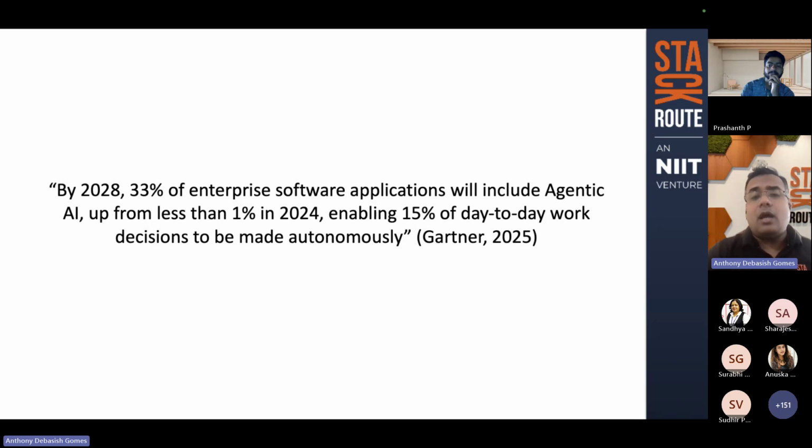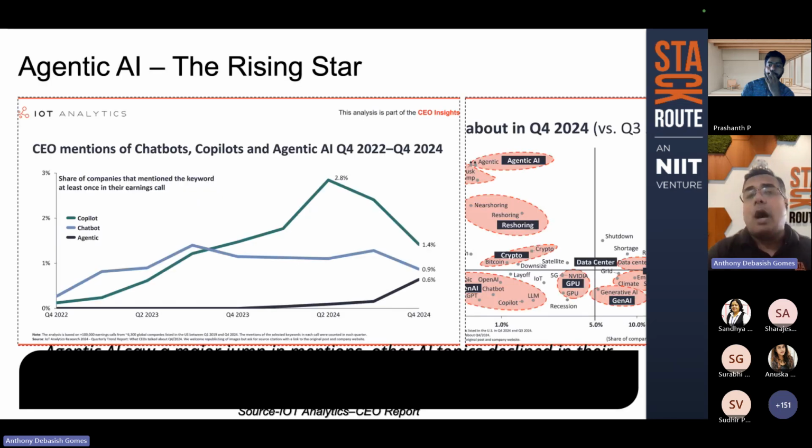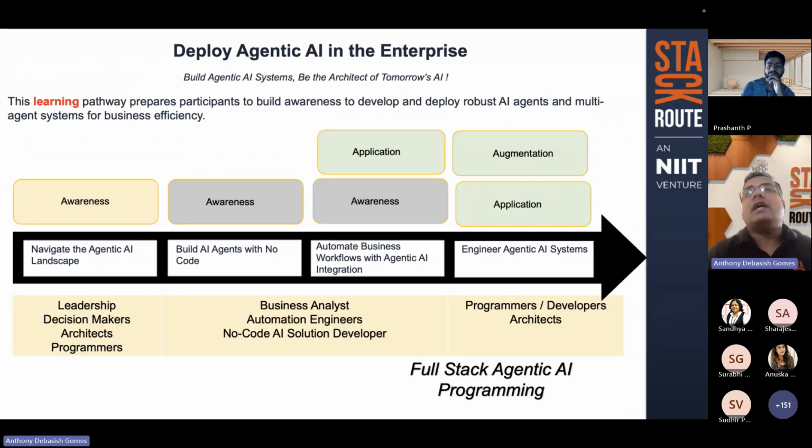Just a little update. As per Gartner's report of 2025, 33% of enterprise software applications will include agentic AI, up from 1% to 15%. And therefore, if Gartner is saying so, you are bound to be hit by AI models and agentic AI. If you see the Copilot chatbot trend, it is going down. This is IoT Analytics data saying agentic AI models are on the rise. In 2025, you will see a rise of agentic AI and AI models.